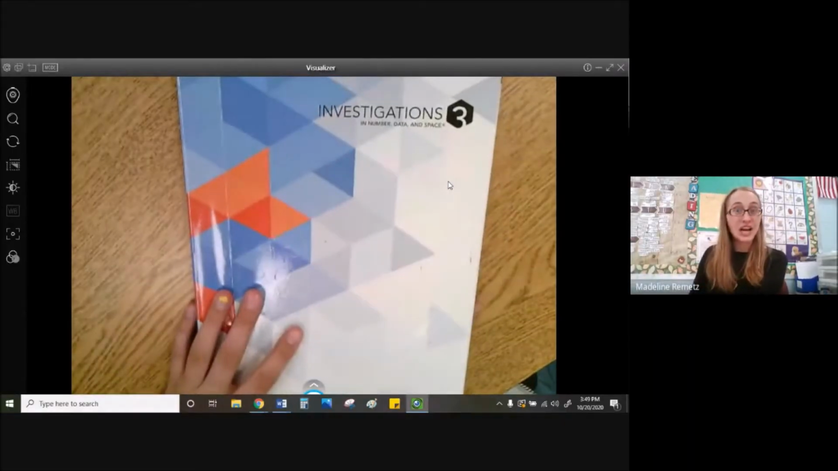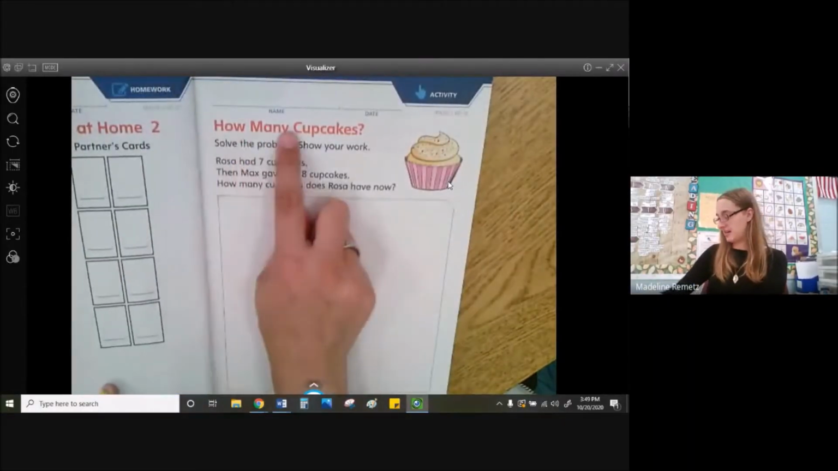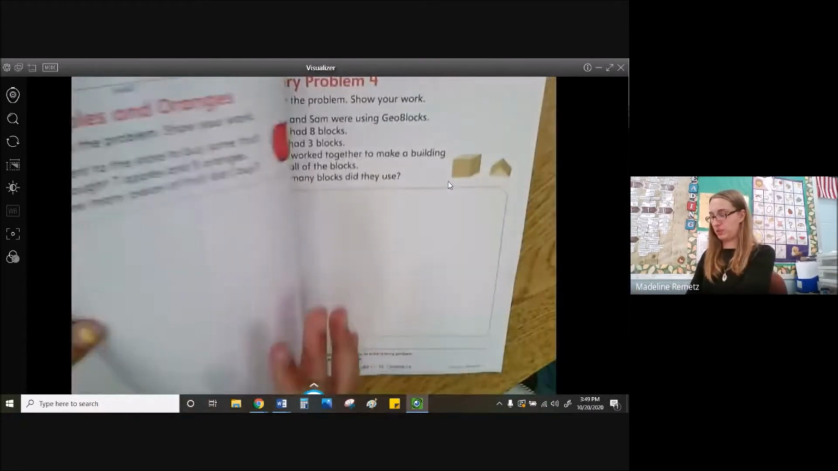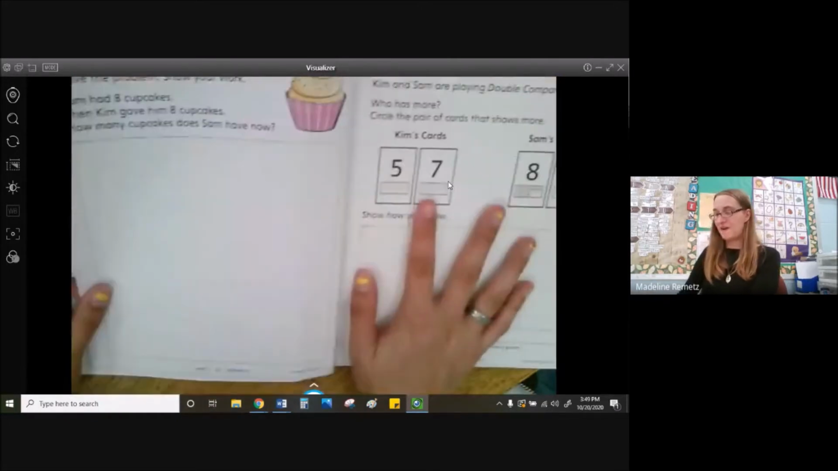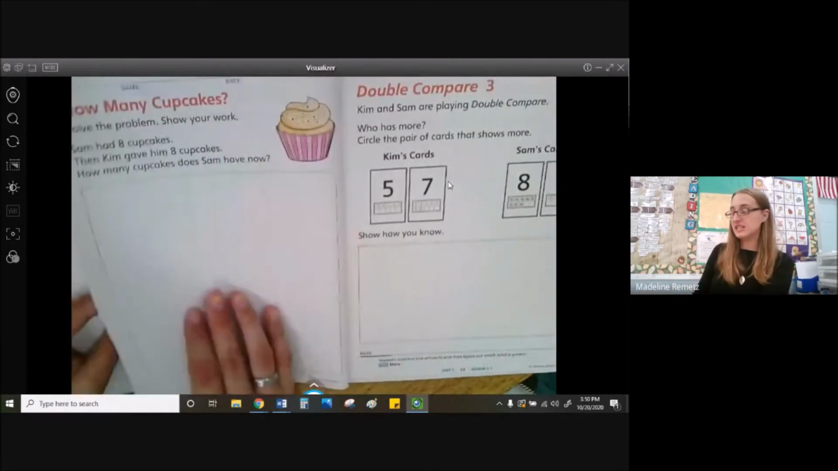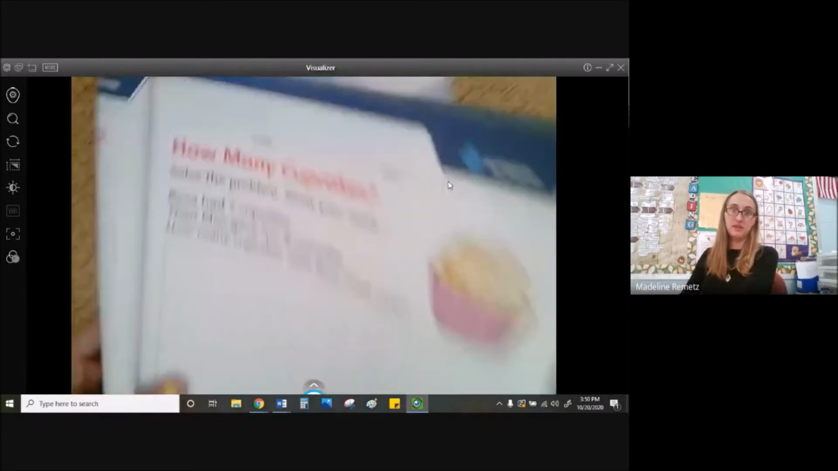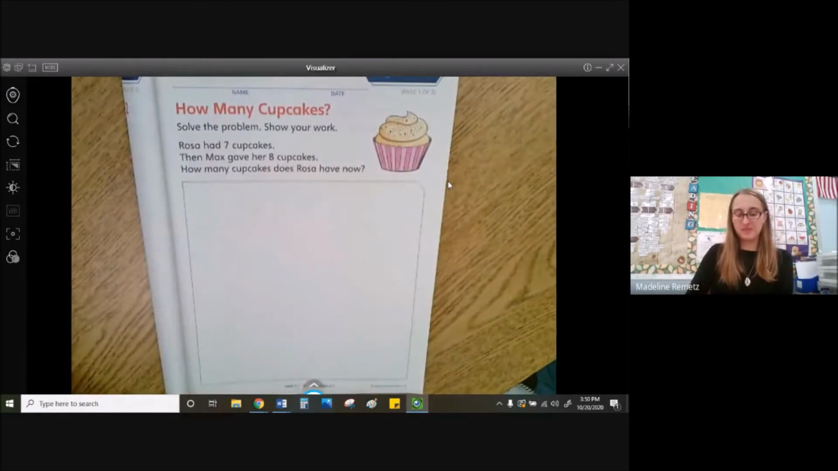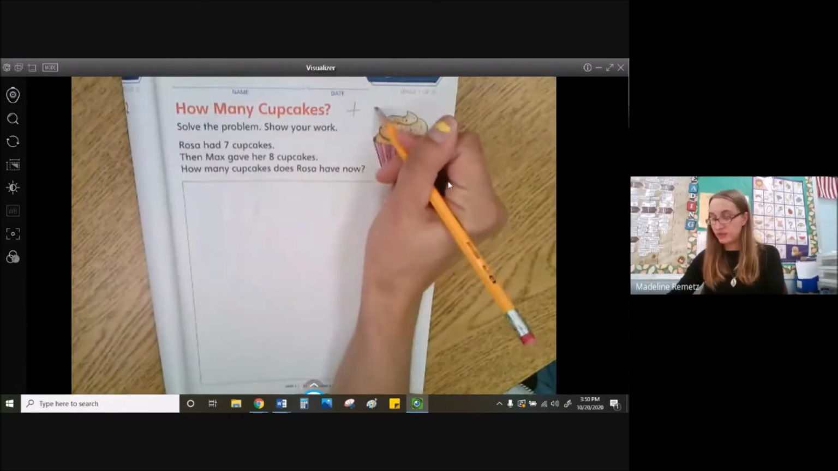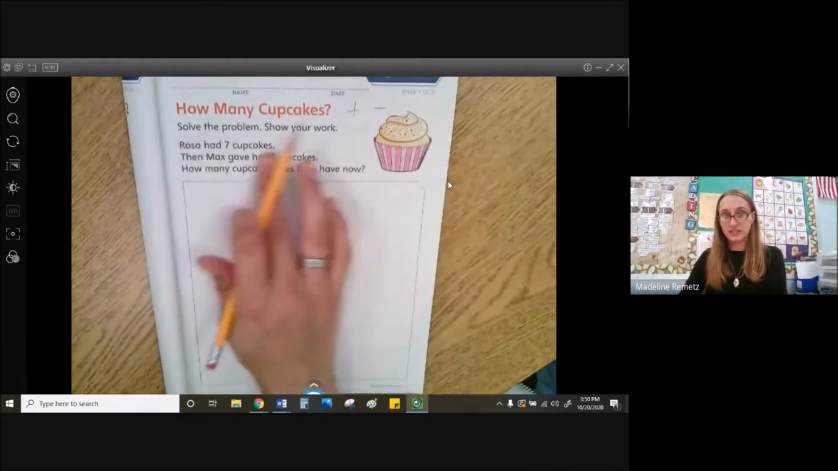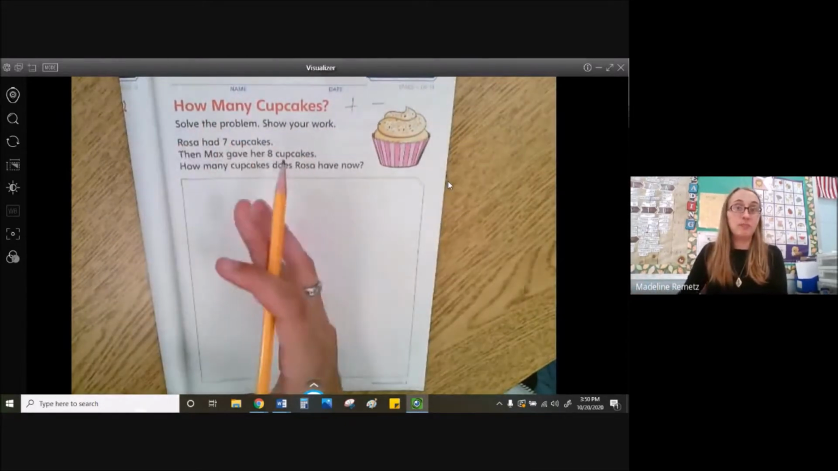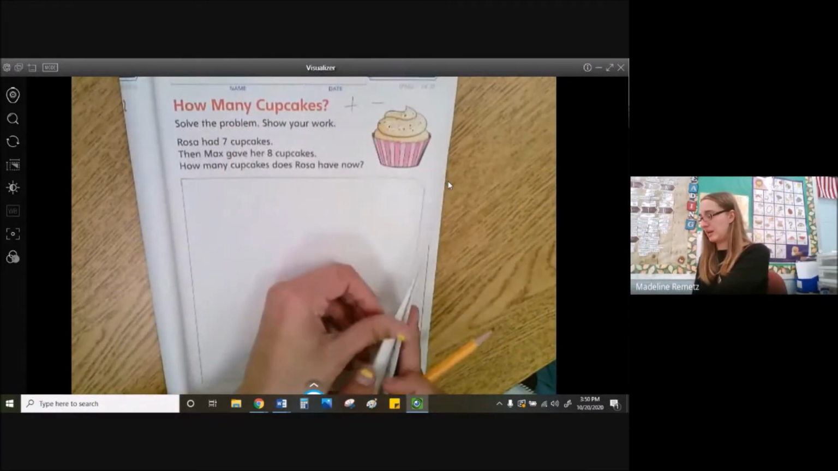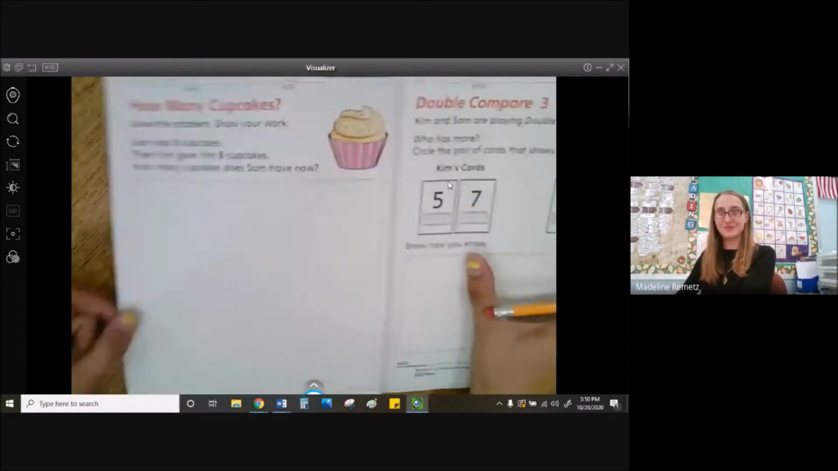Okay, my friends, the page I want you to turn to is How Many Cupcakes? Page 31. And How Many Cupcakes 2 on page 32. This is going to be a story problem about cupcakes. So we know what the story problem is about. I want you to tell me, is this addition or subtraction? Once I read the story, then you'll be earning points by showing me different ways you can answer it. And then you'll do the next page, page 32, on your own.